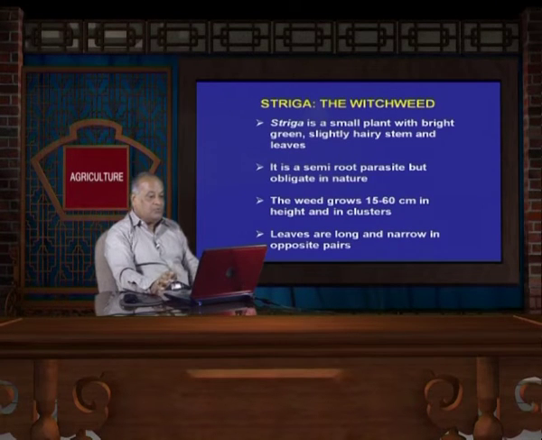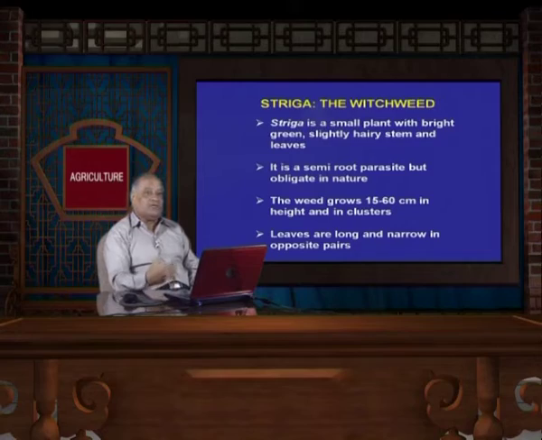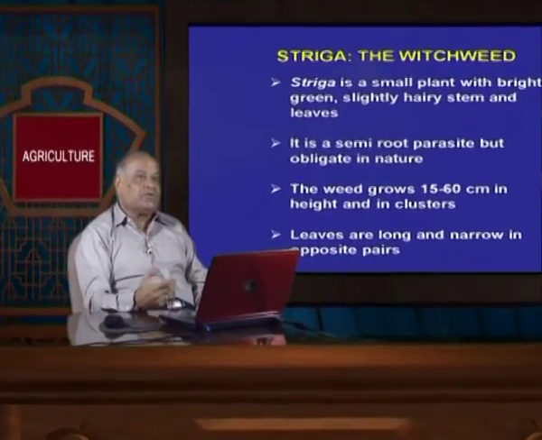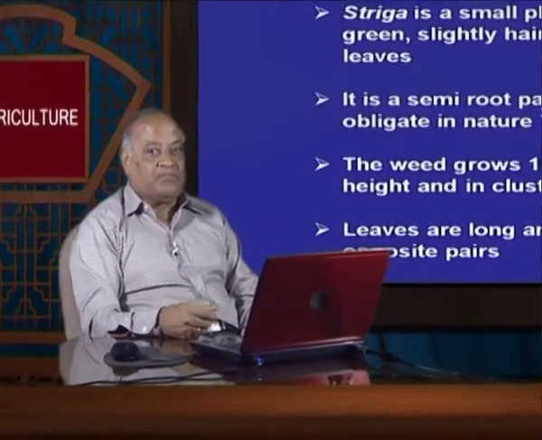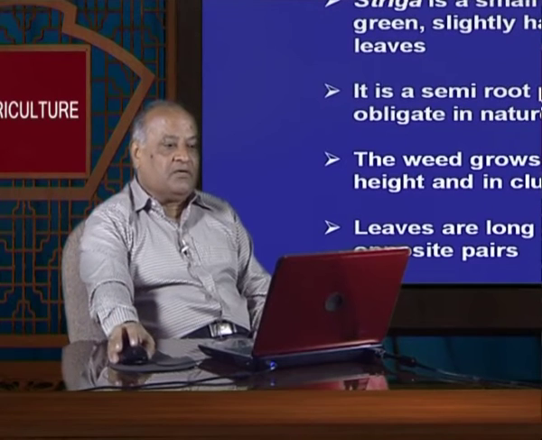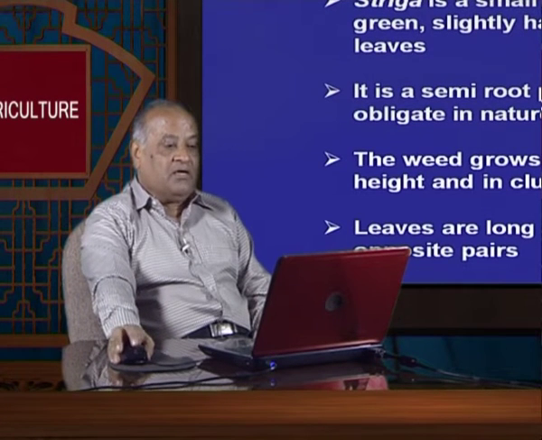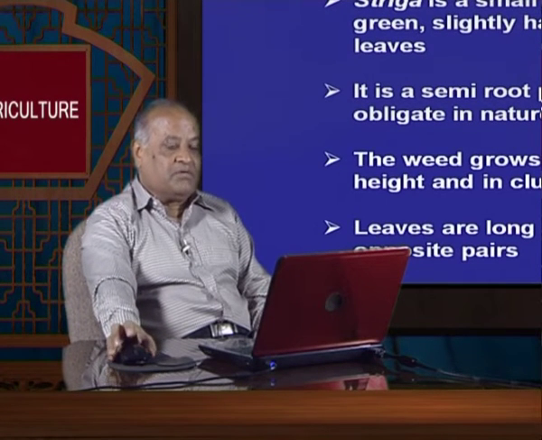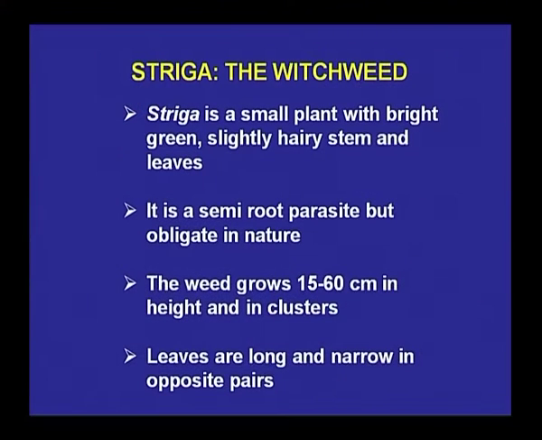Then we come to the most important phanerogamic parasite, that is Striga. How is it important? Because it in fact infests mostly the crop plants, and that is why we treat Striga as one of the most important parasites. It is also known as witchweed.